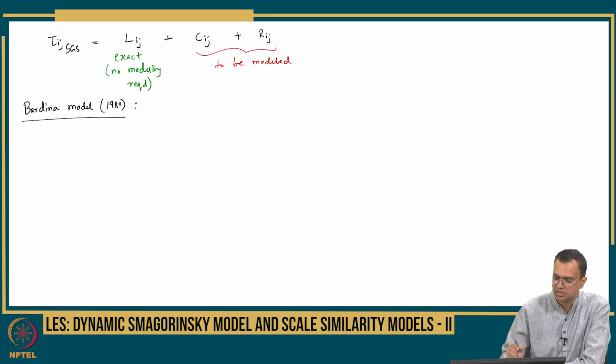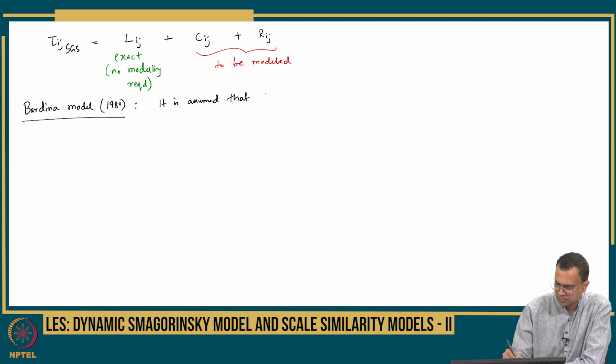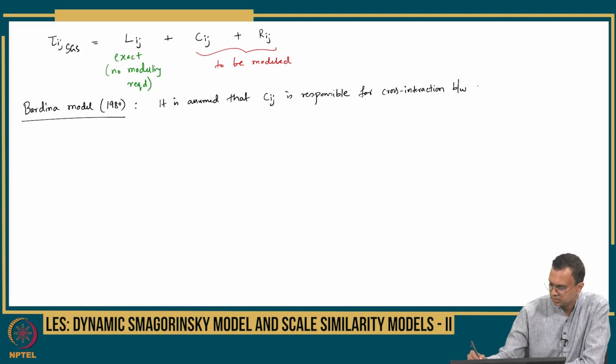So the idea here is that Cij is the cross term, and we assume that it is responsible for the interactions between the scales just above and below the cutoff number, because it has terms which are both residue and filtered. So here it is assumed that Cij is responsible for cross interaction between the filtered and the residue scales.